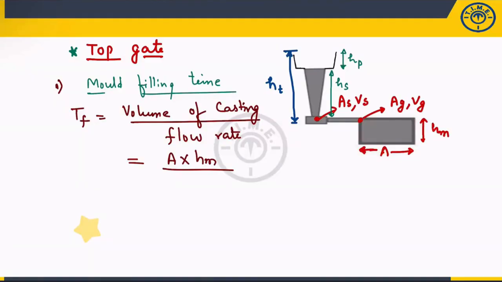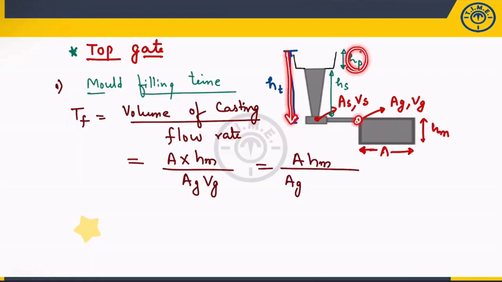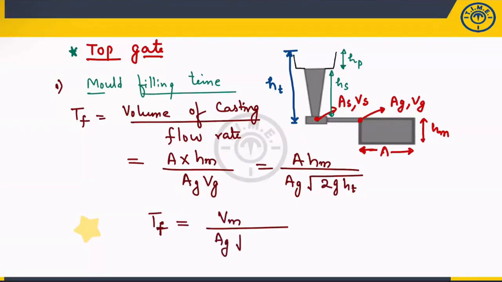Flow rate, through which the molten metal is entering, is Ag, the area at the gate, and the velocity at the gate, that is the flow rate, A into V. So I can write this as A into Hm. What is the velocity at this gate point? The total height is Ht. This is the height of the pouring cup, this is the height of the sprue. So VG is root of 2g into Ht. Now we got the mold filling time by using the top gate system: Vm divided by Ag into root of 2g into Ht.